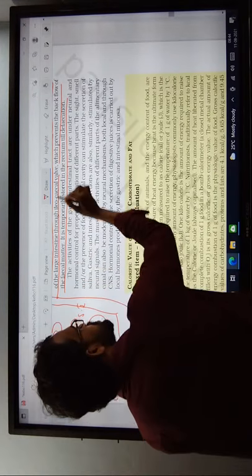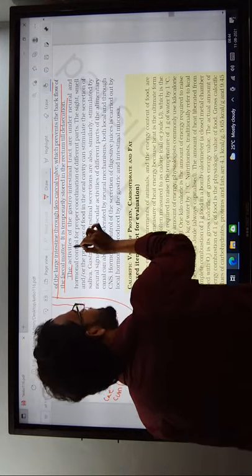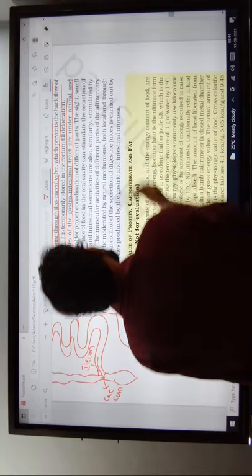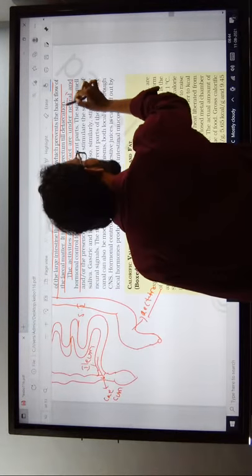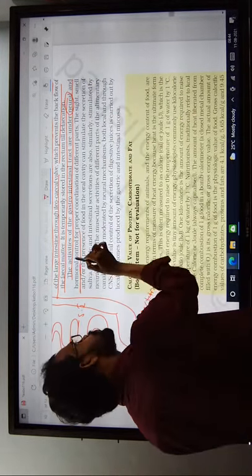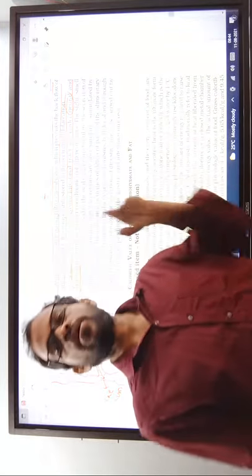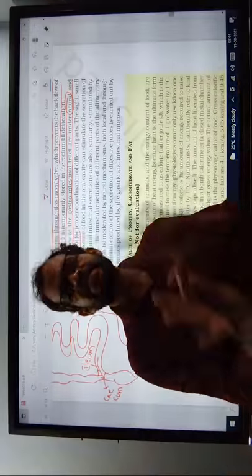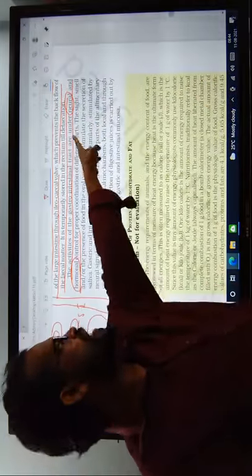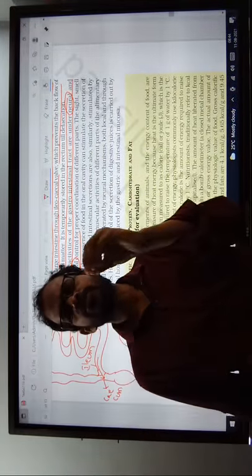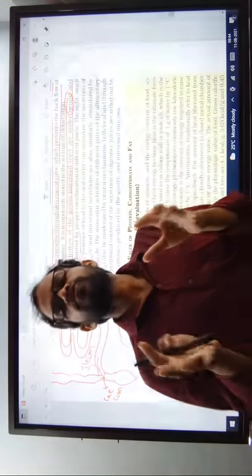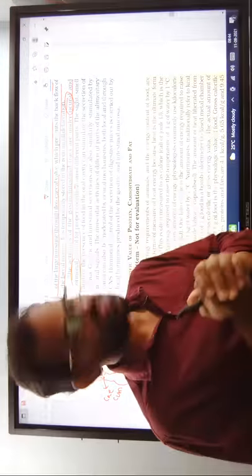The activities of the gastrointestinal tract are controlled by neural and hormonal action. Without neural and hormonal action, these digestive activities do not take place. Only with the help of neural and hormonal action do all digestive processes take place.